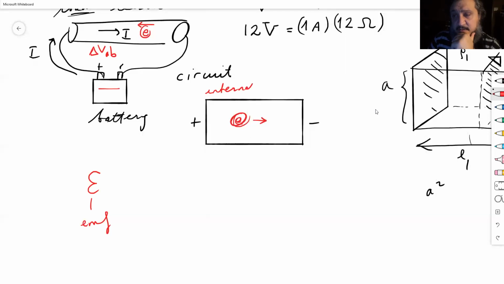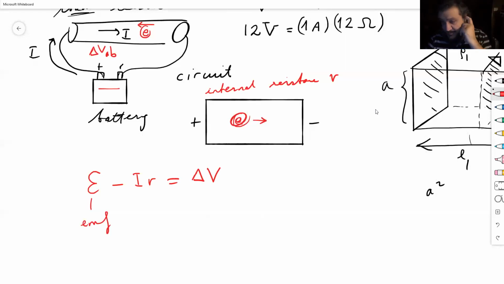Internal resistance, and we can call that little r. Okay, so when that current goes through the battery, this EMF will be reduced by that amount, which is equal to I times r. And that will be equal to the potential difference across the terminals, delta V.